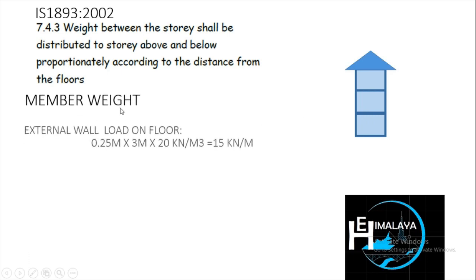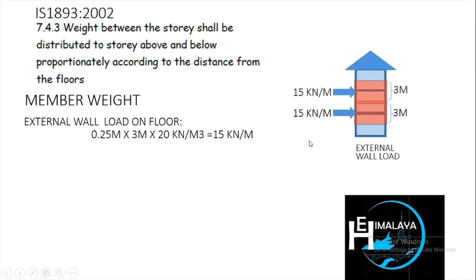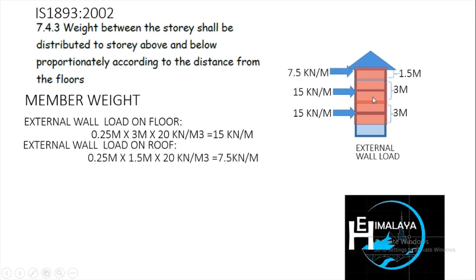If we consider the member width, the external wall load shall be 0.25 thickness, 3 meter height, and unit weight of brick plus portion of PCC plaster is 20 kN per meter cube, which comes to around 15 kN per meter. So this shows that the weight contribution is half from below and half from above. Similarly for the other floor it is 15 kN, and for the roof only half the length of the wall will contribute, which comes to around 7.5.